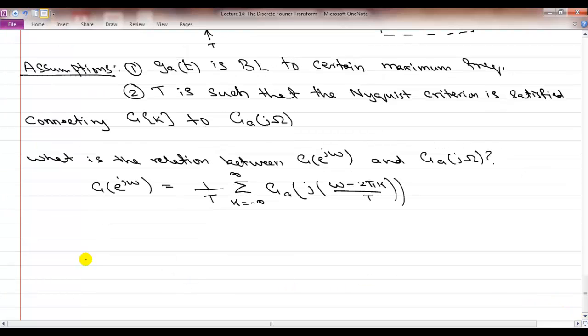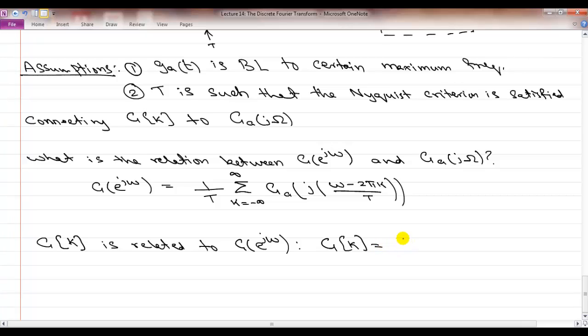So this is the relationship that we know. And from the previous discussion, we also know that G[k] is related to G_e(jω). How? G[k] is nothing but G_e(jω) with little omega equal to 2πk over N.